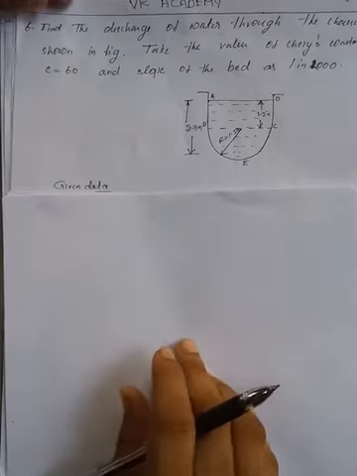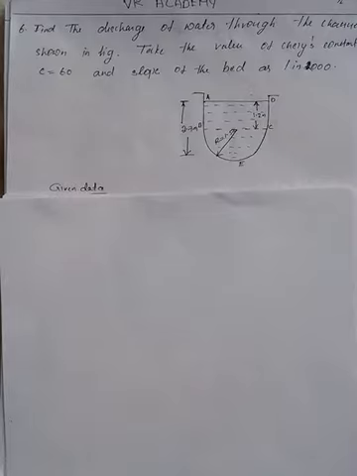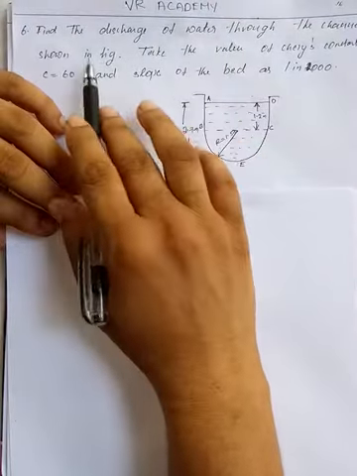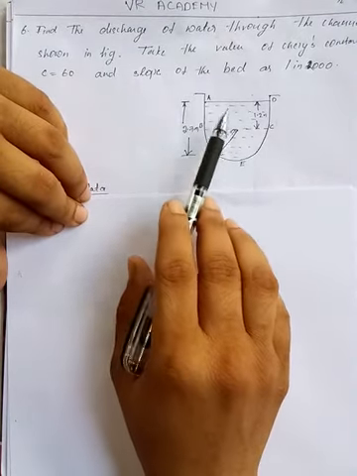Dear student, today I will continue the numericals from the Chezy formula. See here: find the discharge of water through the channel shown in the figure. Check the figure: it is a combination of a semicircle and a rectangle.